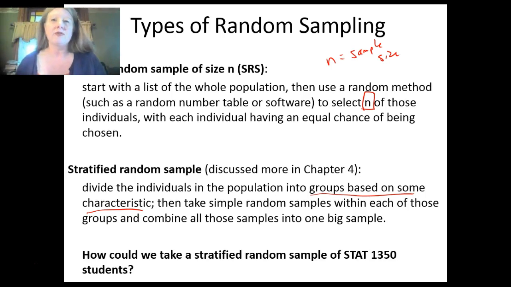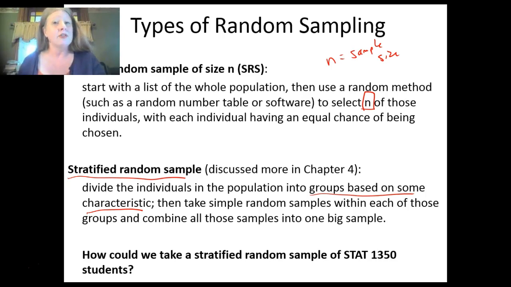So think about how we could take a stratified random sample in STAT 1350. How could we divide the class into groups of similar individuals and then take a simple random sample from each of those groups? It might make sense to group people based on what year they are in college: first-year students, sophomores, juniors, seniors. Maybe I want an overall sample that's going to include people from each of those classes. So that might be my reason for choosing a stratified method. Oftentimes you'll choose this method if you want to ensure that the sample includes some representation of different groups within the bigger population.